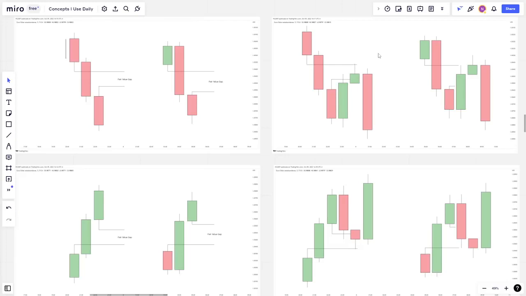When to do that, where do the fair value gaps have to show up? Where should you be targeting? Where should you be entering? And so on and so forth. I've taught you what I believe is everything I use daily to be able to profit from the market. So what are you supposed to do now?